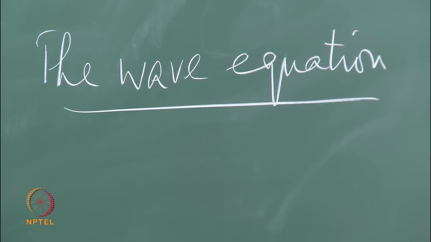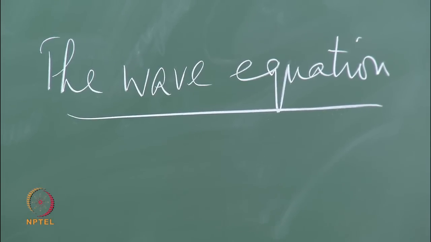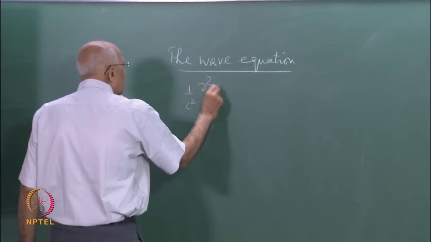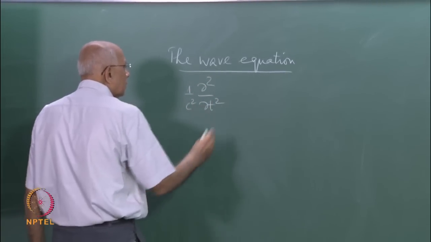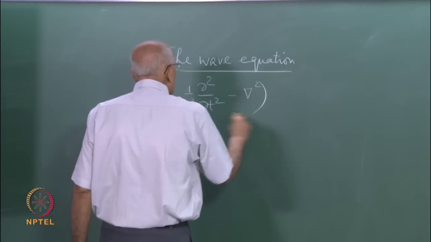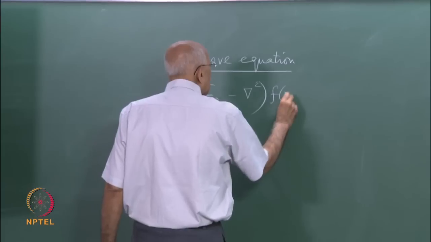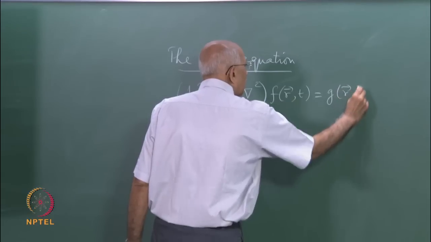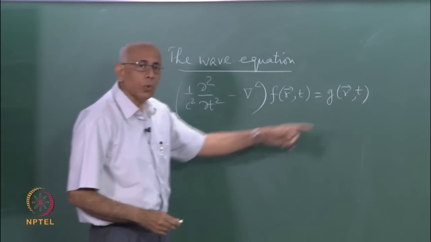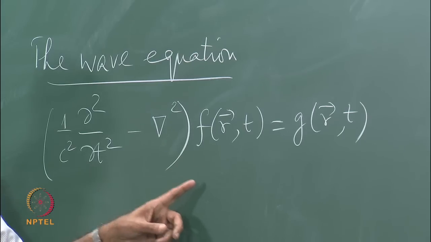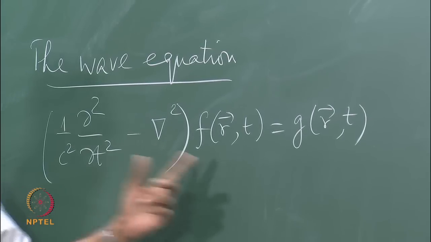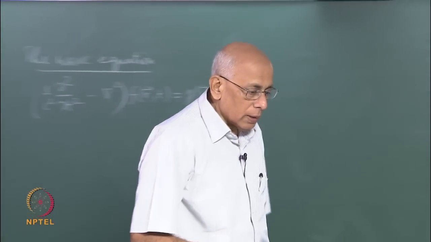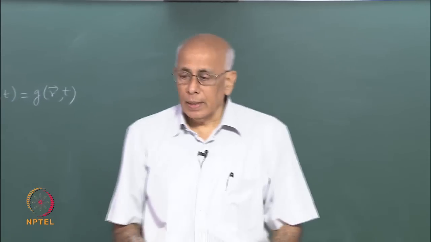We'll start with the scalar field because we just want to find the green function, and the equation I have in mind is of the form 1 over c squared partial derivative with respect to time minus del squared times some function f of r and t equal to a given function g of r and t. So this acts as the source for this disturbance, and the idea is to compute this disturbance here, f of r and t.